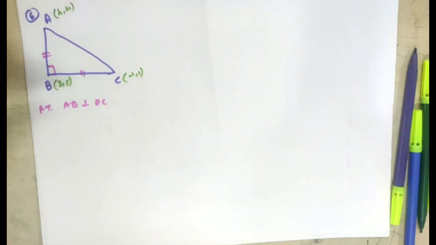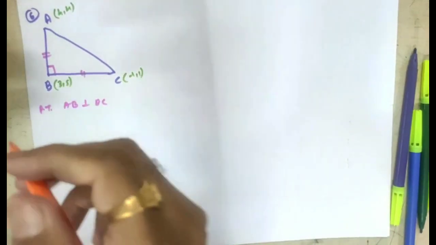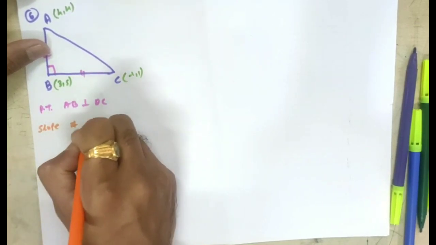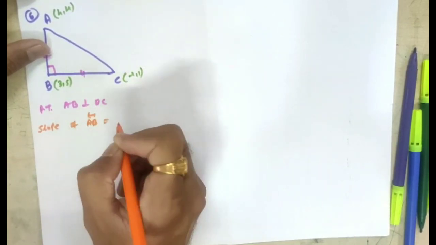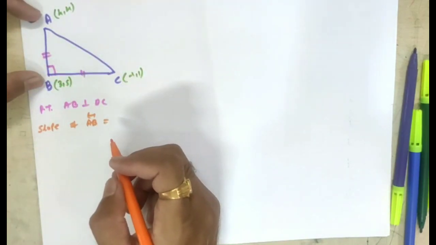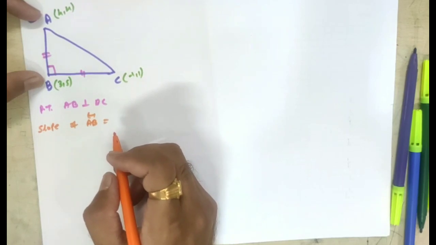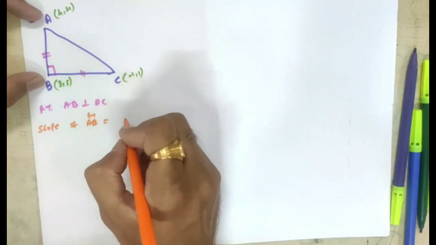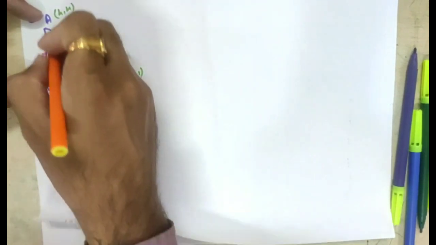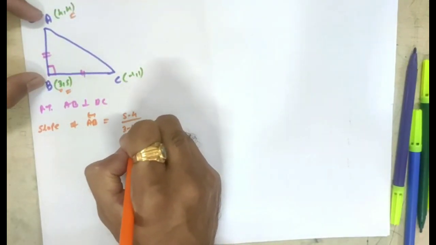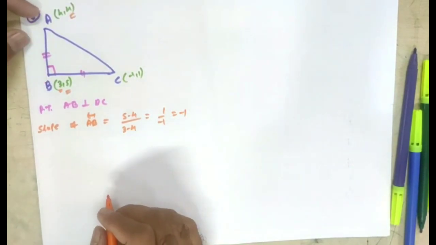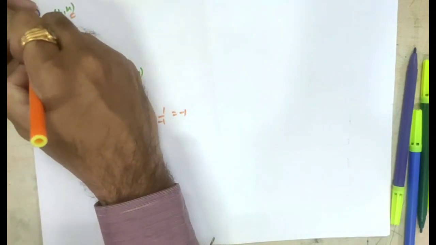What will it be? Slope of side AB. So the slope of the line passing through 2 points. We know the formula to find the slope of a line passing through 2 points, y2 minus y1 upon x2 minus x1. So 5 minus 4 upon 3 minus 4. This is equal to 1 upon minus 1, equal to minus 1. So the slope of the line AB is minus 1.